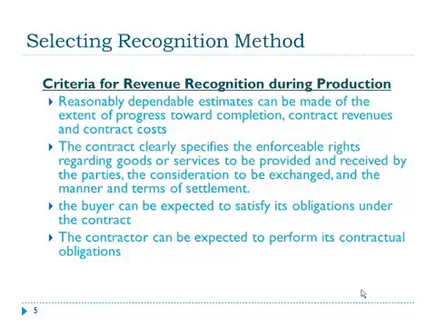3. The buyer can be expected to satisfy its obligations under the contract, principally payment, and the contractor can be expected to perform its contractual obligations. That is, this must be a long-term construction project that we know that the contractor is going to be able to complete.